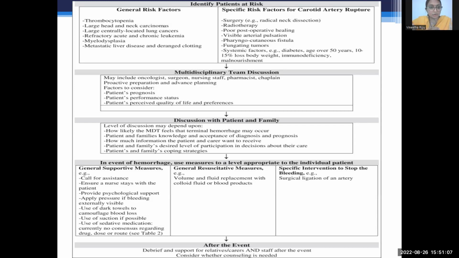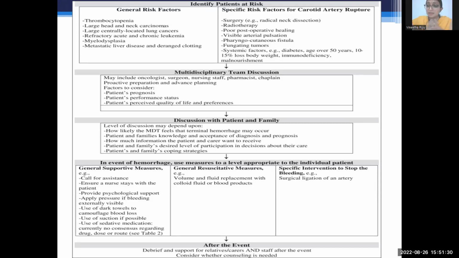Okay. So what happens when a hemorrhage occurs? The general supportive measures are: call for assistance, ensure a nurse stays with the patient, provide psychosocial support, apply pressure at the bleeding site if it is externally visible, and use dark towels.